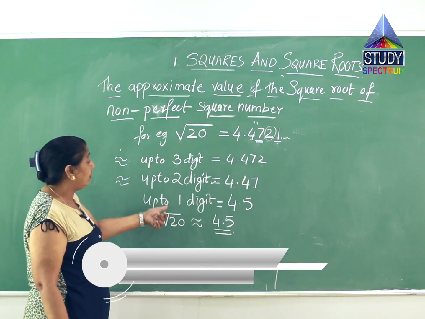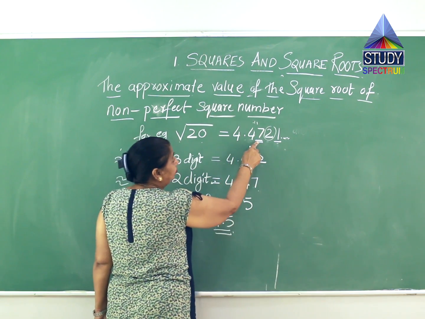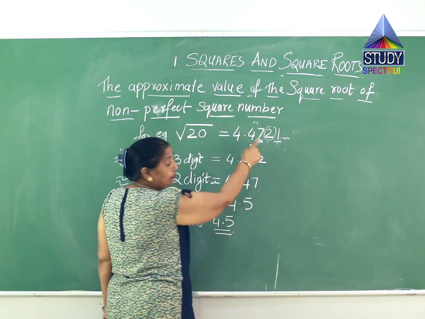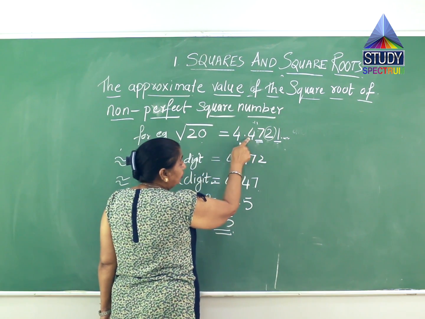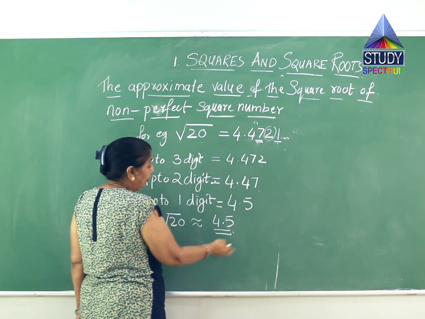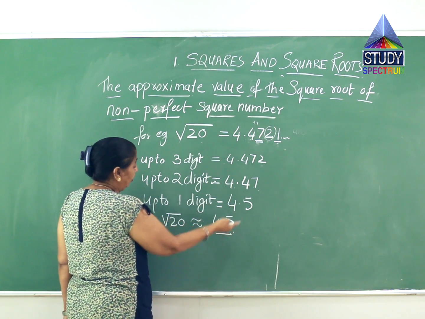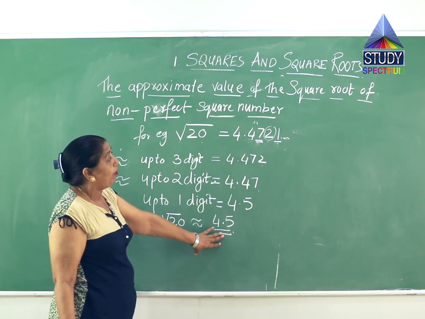If it is asked for 1 digit after the decimal point, I'll consider the next number to it. Here it is 7, which is greater than 5. So I will add 1 to the digit before it, that is 4 plus 1, 5, which gives me 4.5. So the approximate value of root 20 is 4.5.